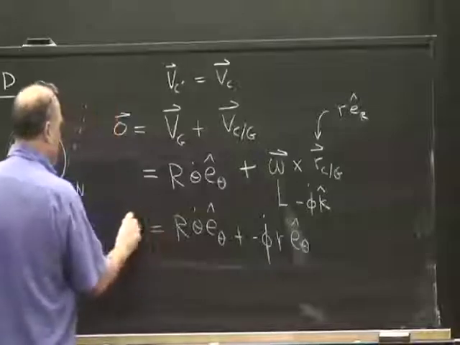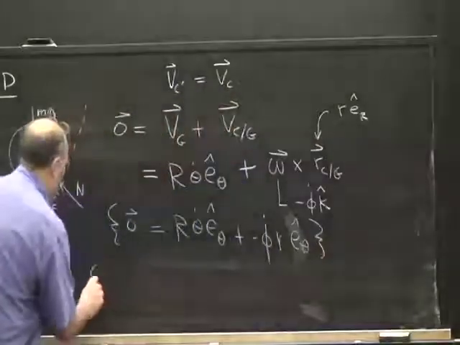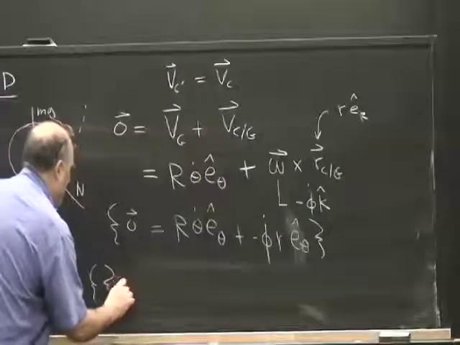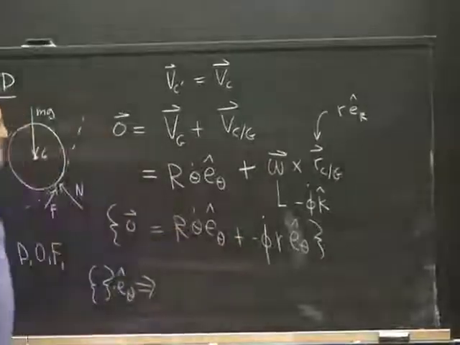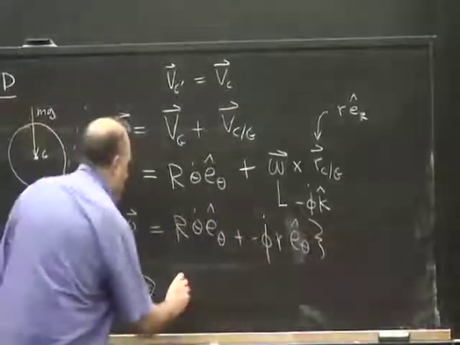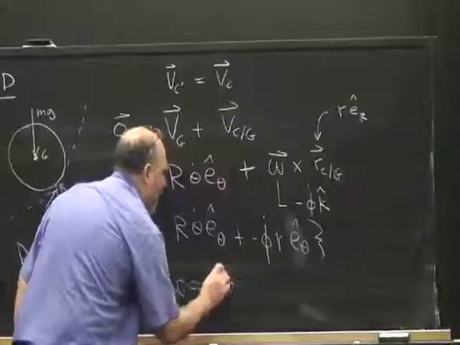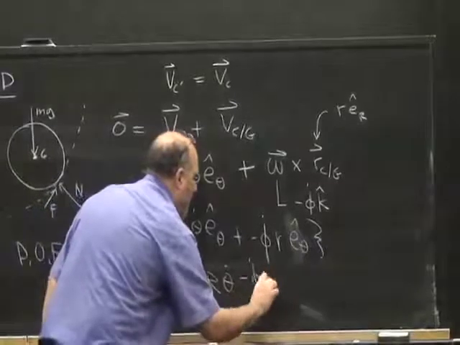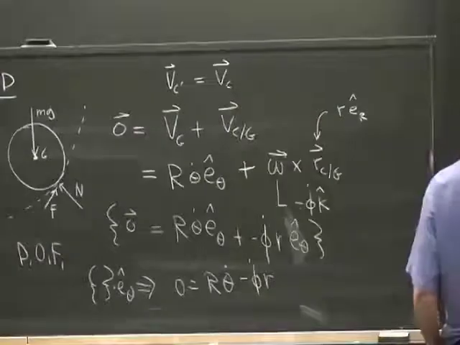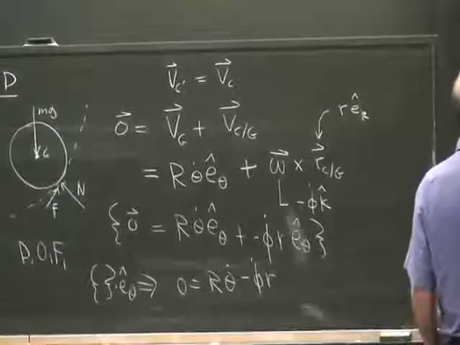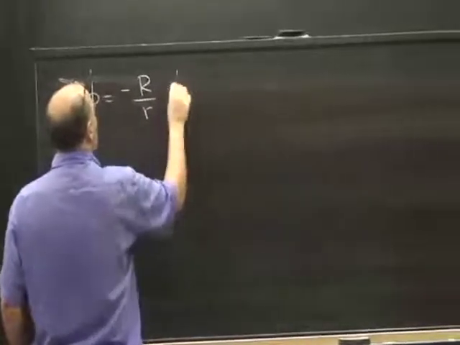Now we can take this expression, and we can take the dot product of both sides of it with E theta, because you can take the dot product of any vector with anything you like. In this particular case, it just pulls out the scalar multiple, and so we have that 0 is equal to R theta dot minus phi dot times R. And then we can put that together to say then that phi dot is equal to minus R over R theta dot.